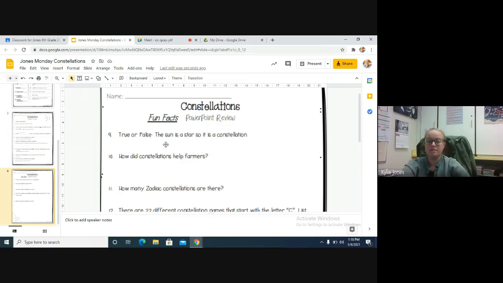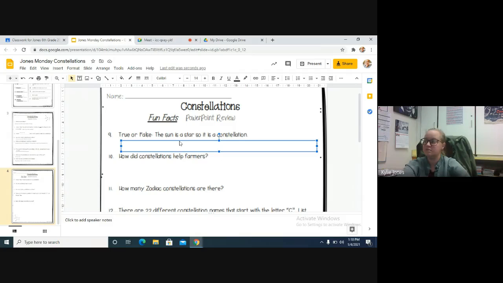So number 9, this is the fun fact part of it. It says number 9, true or false? The sun is a star, so it is a constellation. True or false? Is the sun part of a constellation?